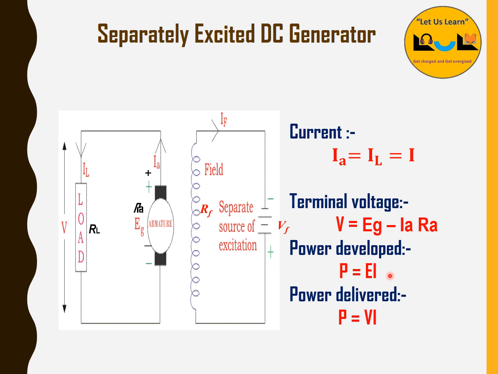Power developed is always in the input part, so P is equal to EG times IA, the product of E and I. Power delivered is always in the load part, that is the output part, so P is equal to VI.